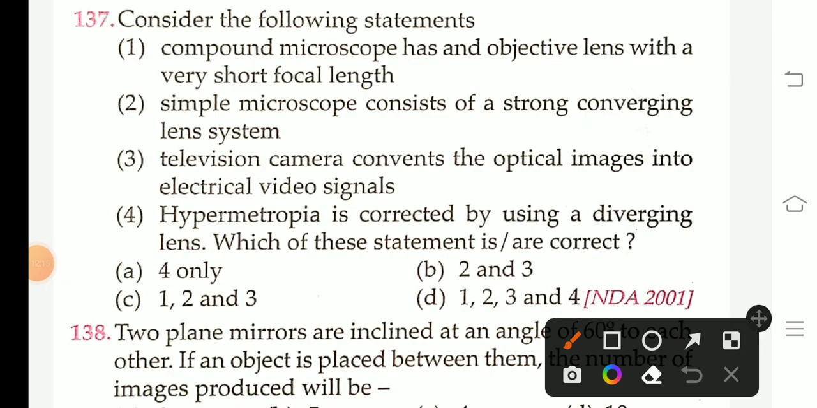Consider the following statements. 1. Compound microscope has an objective lens with a very short focal length. 2. Simple microscope consists of a strong converging lens system. 3. Television camera converts the optical images into electrical video signals. 4. Hypermetropia is corrected by using a diverging lens. Which of these statements are correct? Right answer will be option C, 1, 2 and 3.